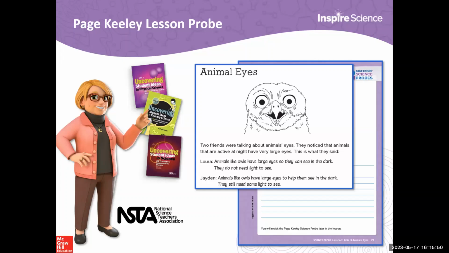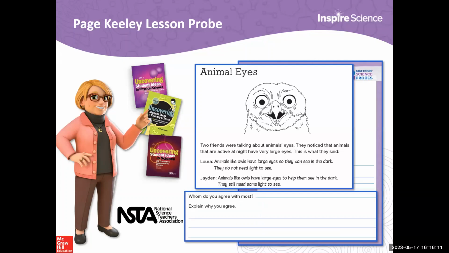Two friends were talking about animal eyes. They noticed that animals that are very active in light have very large eyes. And this is what they said. Laura said animals like owls have large eyes to help them see in the dark. They do not need light to see. Jaden said animals like owls have large eyes to help them see in the dark, but they still need some light to see. Who do you agree with most and why?